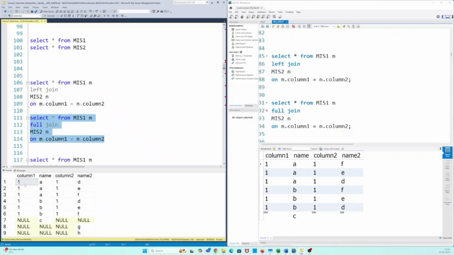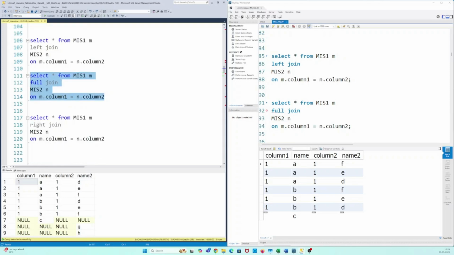From the first table, for the 1A combination, every matching record has been printed. For the 1B combination, every matching record has been printed. And for C, one null is there, and that is also printed as such. For the second table, G and H have null, and no matching records were found in table 1, and those records are also printed. So moving on to the right join.